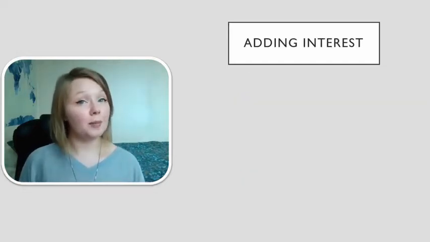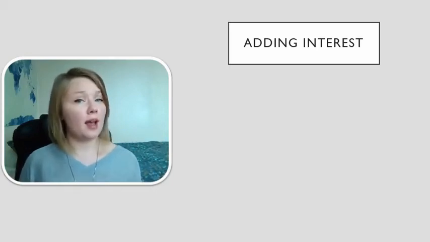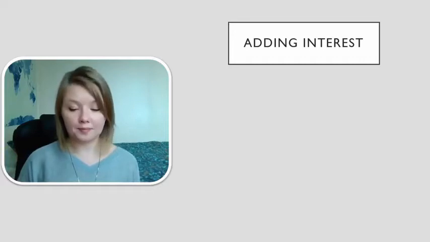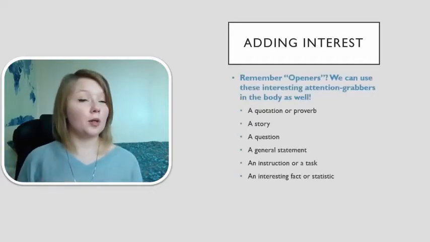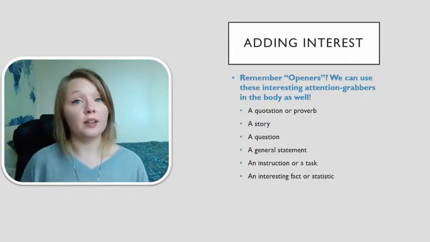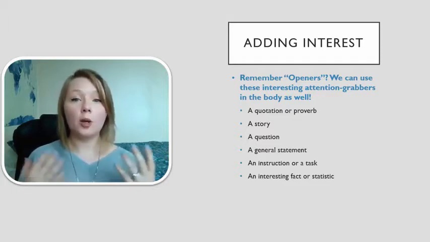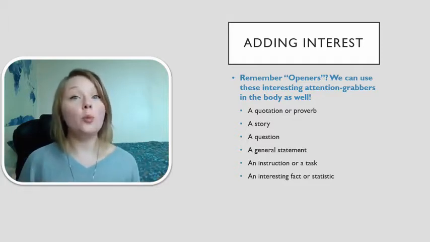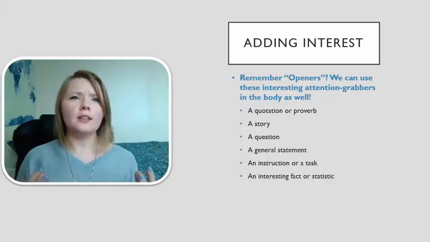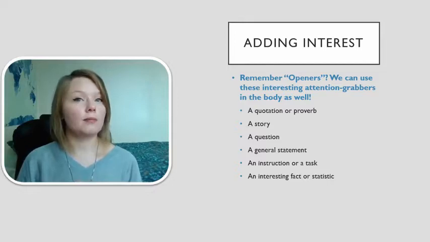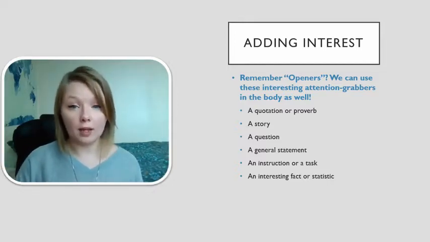Finally, let's talk about adding interest. What are some things we can add to the body of our presentation to make it more interesting? If you remember, in the first video of this series, we learned how to write an effective introduction. Part of an introduction is an opener. The opener is something interesting that grabs the audience's attention. Now, these interesting things can be used in our body as well.